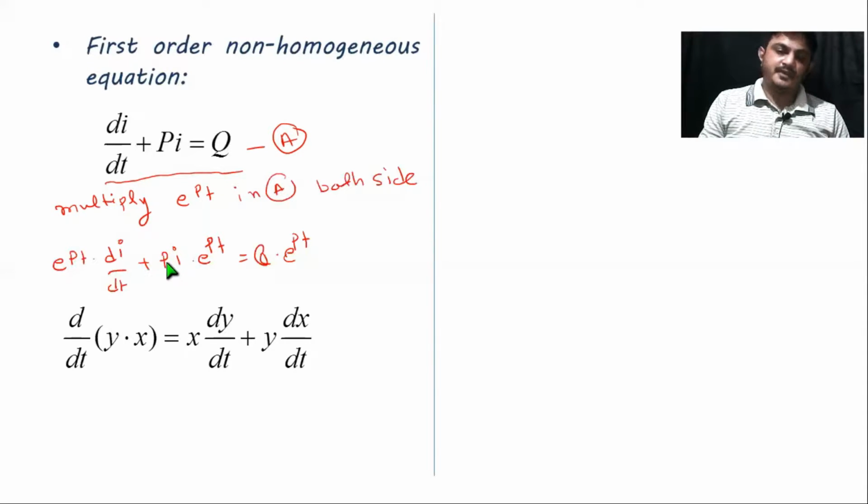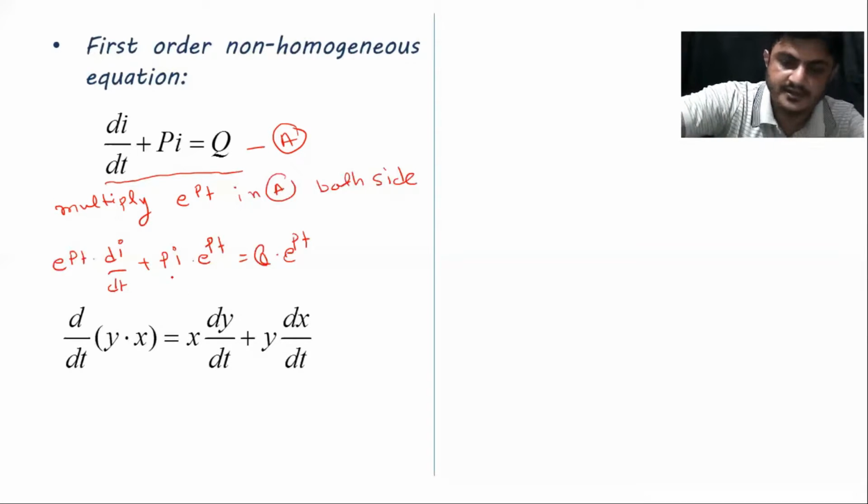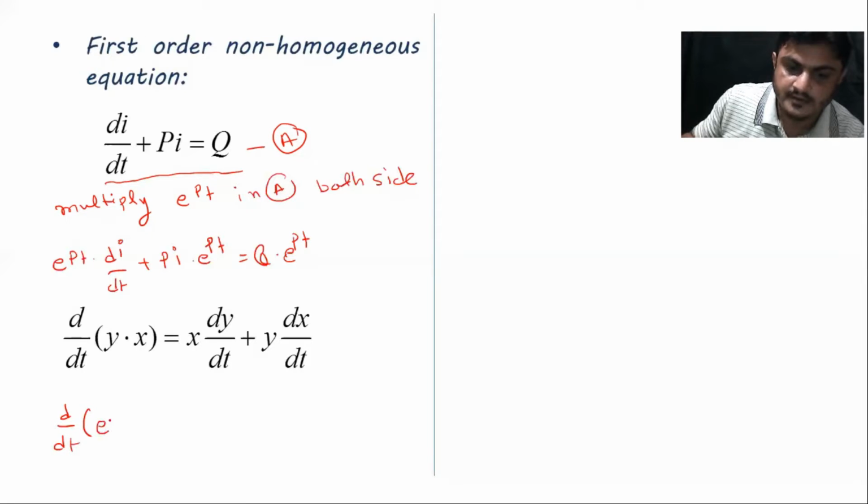P, that is multiply, right? So it means that these two terms are nothing but d by dt of e raised to pt into I. So can we write this down? So let us write this down. If I apply this rule, I will get d by dt of e raised to pt into I, that is equal to q into e raised to pt, right?